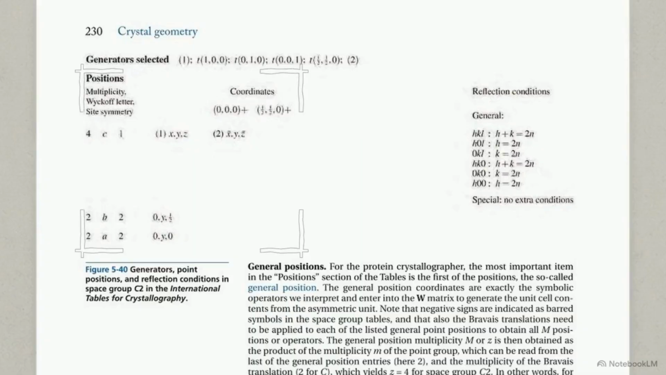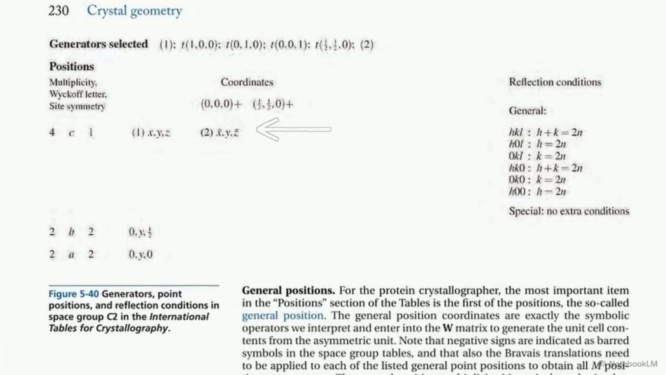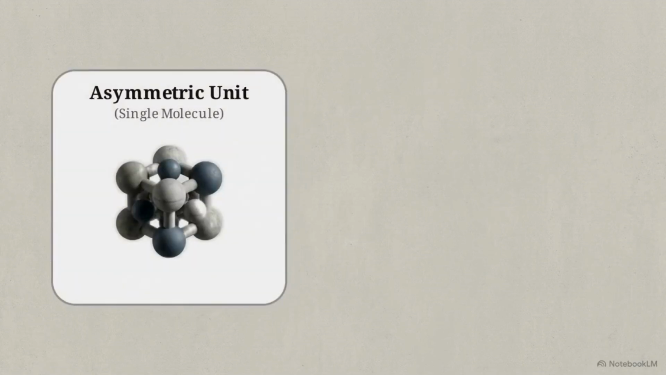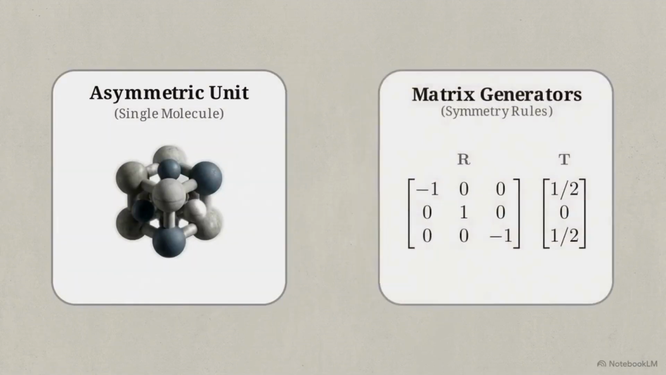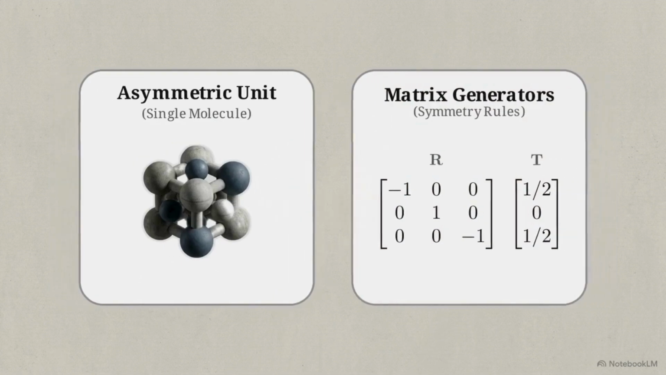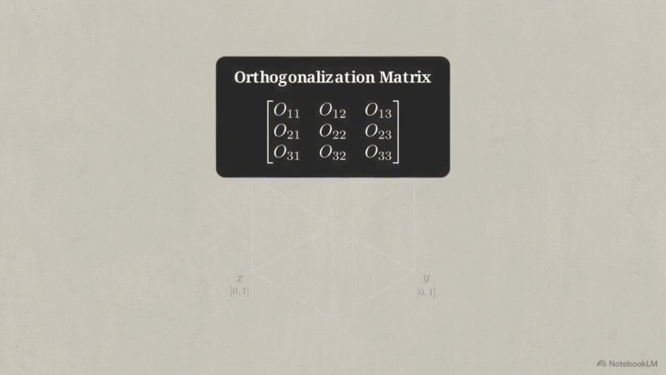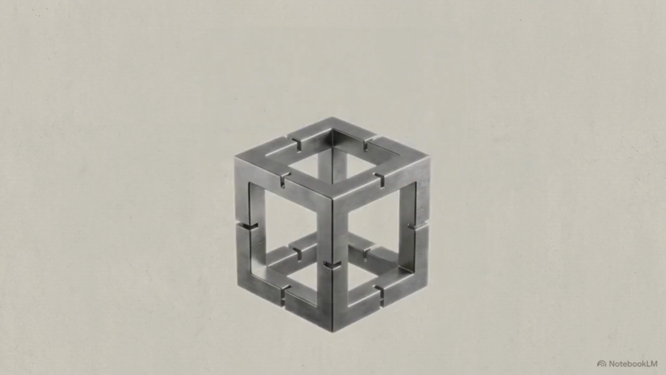The parameters for these operators are archived in the International Tables for Crystallography. This catalog provides the specific matrix values for every known chiral space group. To generate a model, a scientist provides the software with a single molecule and the matrix generators listed for that specific group. Finally, the computer's dimensionless grid is scaled to physical reality. An orthogonization matrix converts the abstract coordinates into the real-world units of angstroms used in molecular models.